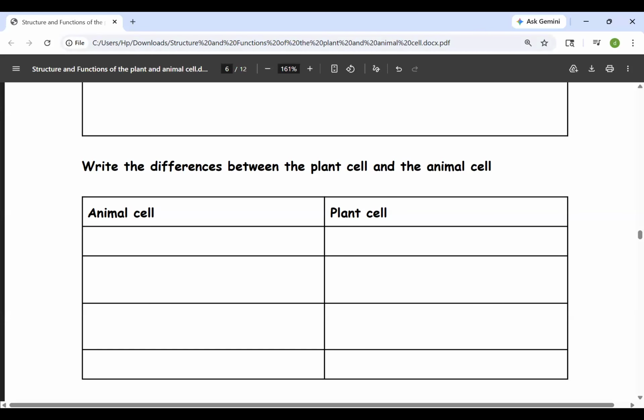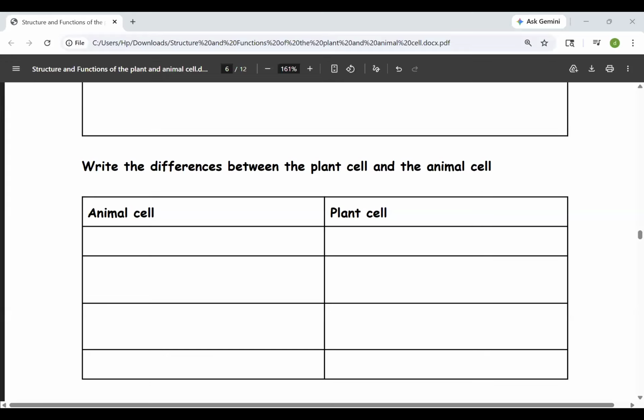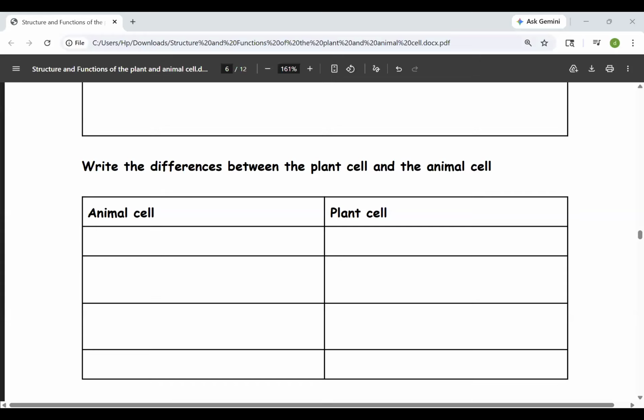Animal cell, you can write no cell wall. We write in our own way. Right here, write down no cell wall. The other side, write down present, a cell wall.